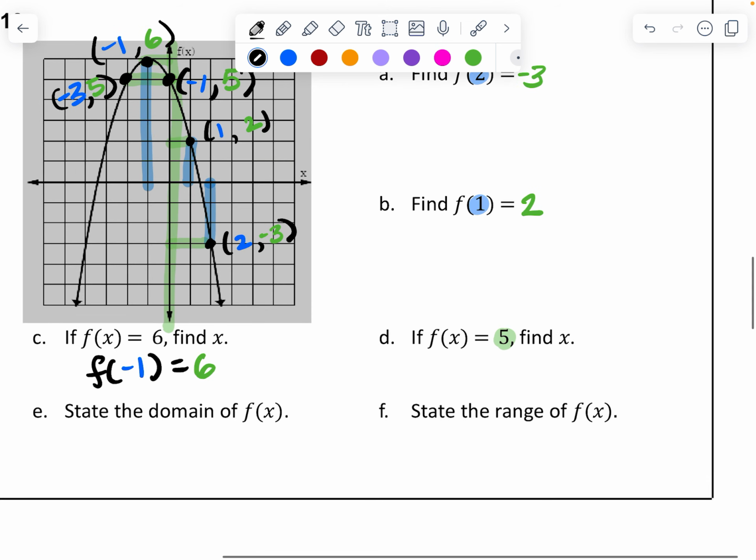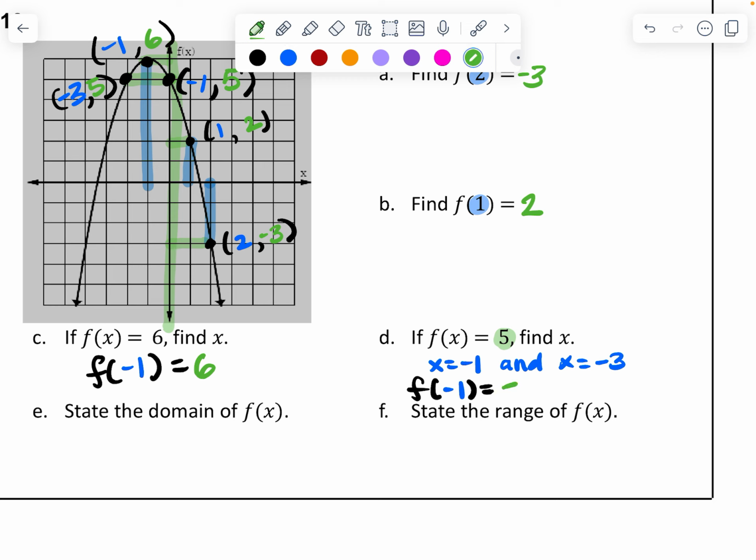So here I'm going to say that x equals negative 1 and x equals negative 3. Or in function notation, this would be f of negative 1 equals 5 and f of negative 3 equals 5.